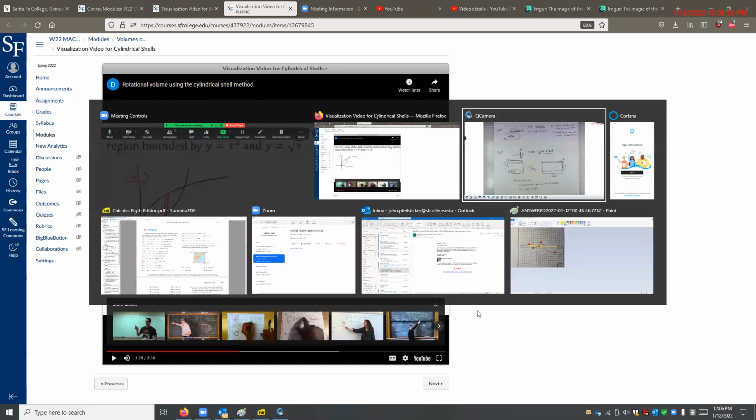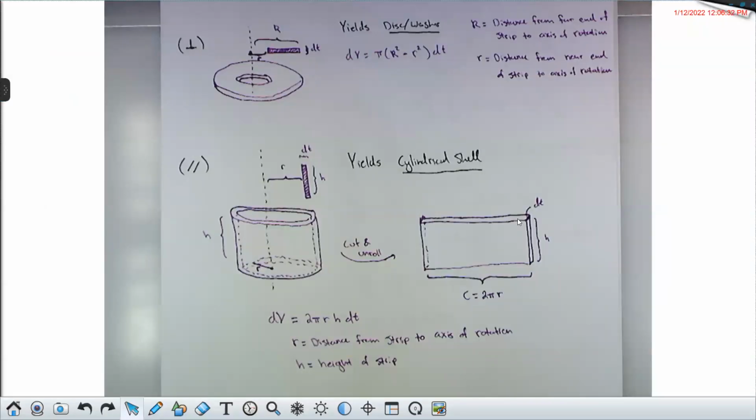If you want to watch those in your own time, you can watch the whole thing. I just wanted to show you how you can think of all of your solids as either a bunch of these things stacked up or a bunch of these things stacked up. But again, this is what you need to remember for the disc washer method. This is what you need to remember for the cylindrical shells method. And those links are in the modules.